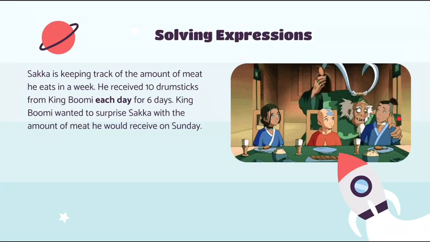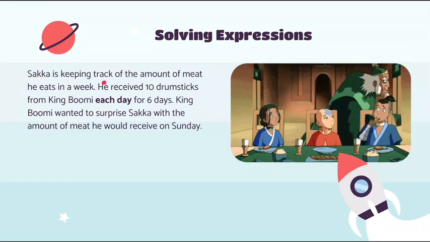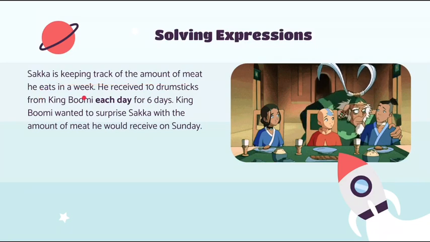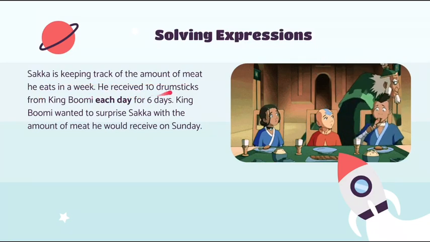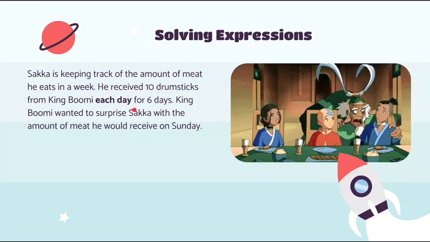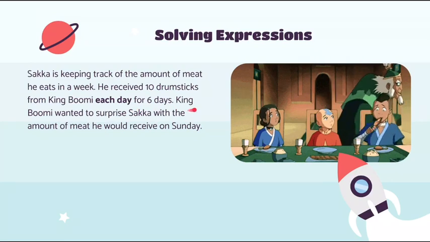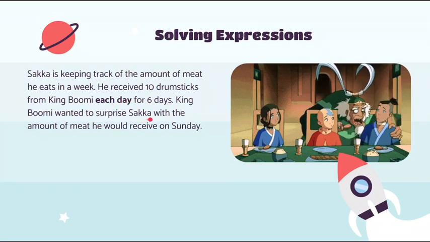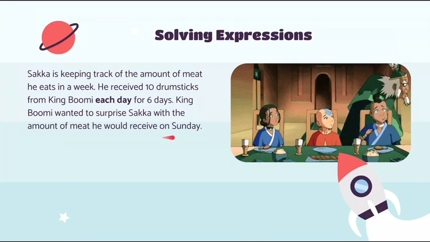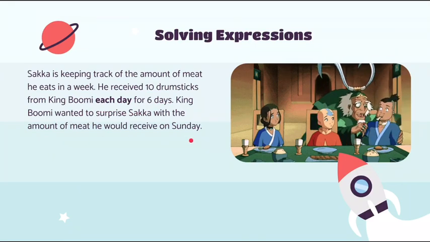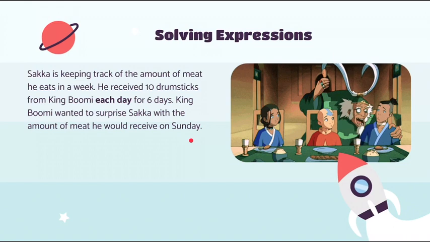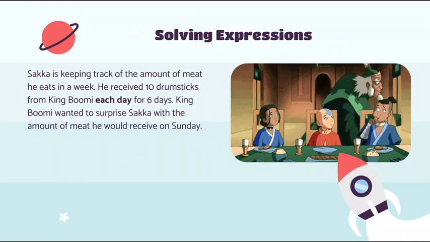Solving expressions. Sokka is keeping track of the amount of meat he eats in a week. He receives 10 drumsticks from King Bumi each day for 6 days. King Bumi wants to surprise Sokka with the amount of meat he would receive on Sunday. So from this, we have to pay attention once again to those key words.